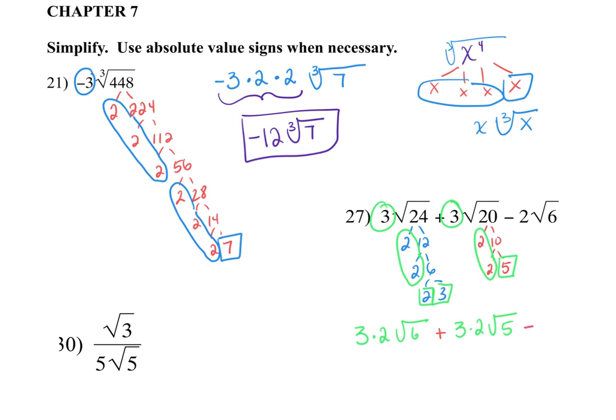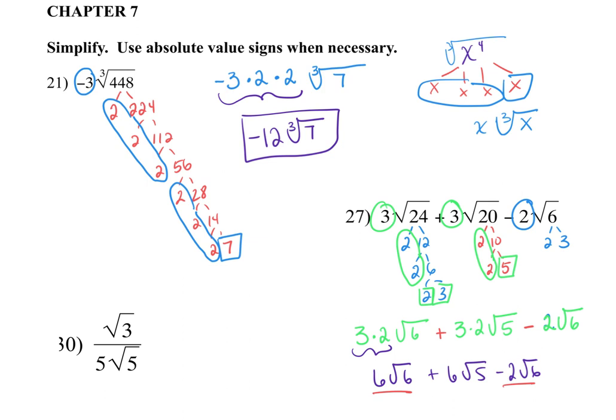I have a minus, and then I'm going to do the same thing here. 2 and 3. Nothing can come out, but I already have a 2 out here. 2 and 3 stay in, so I have a 6. Simplify and then add and subtract. 3 times 2 is 6 square root of 6, plus 6 square root of 5 minus 2 square root of 6.